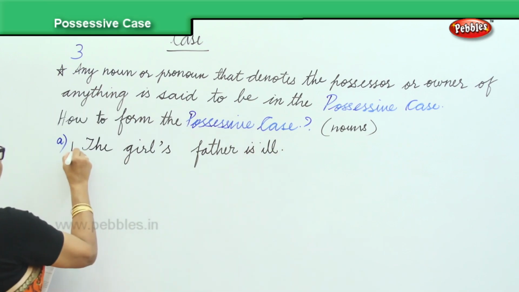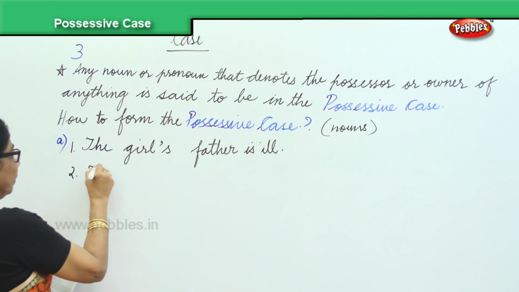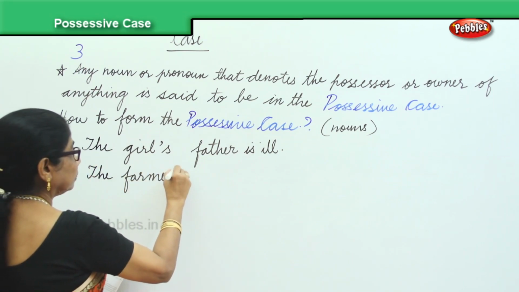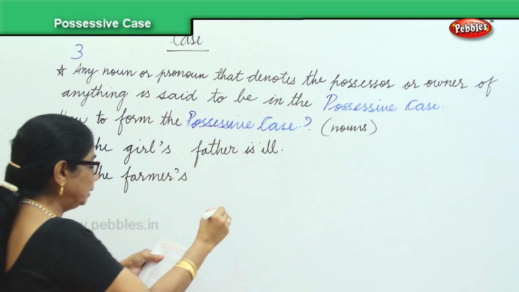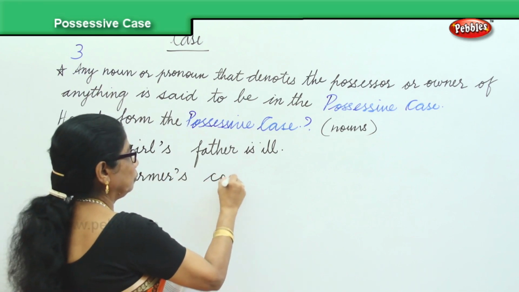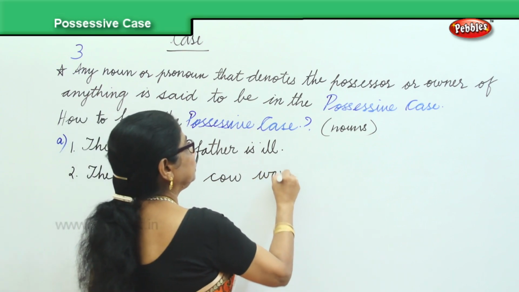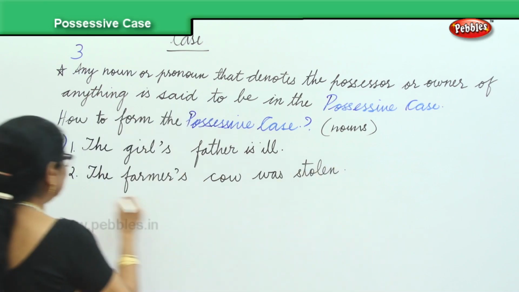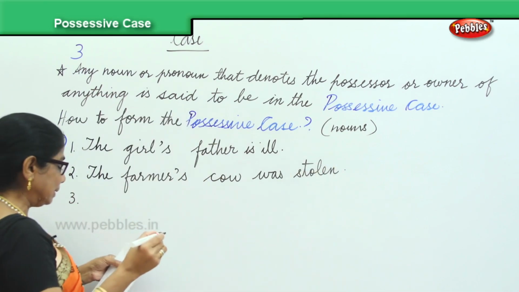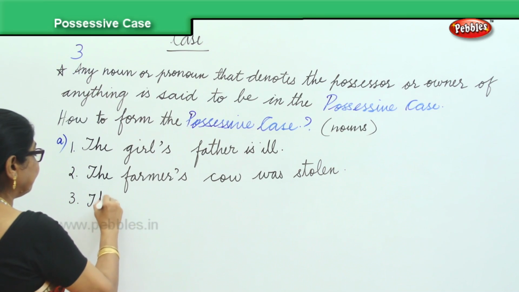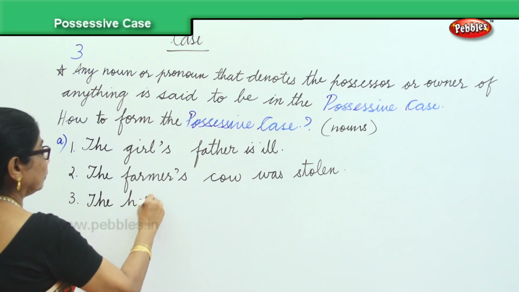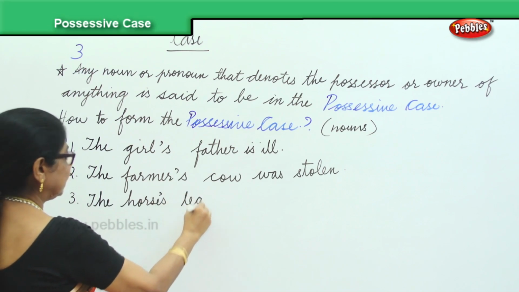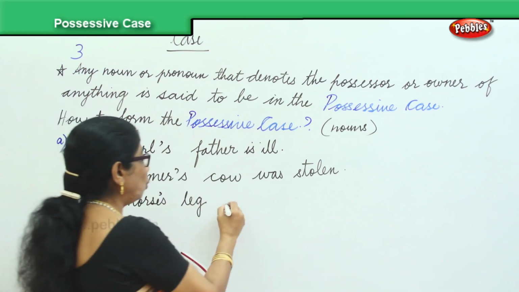Okay. Next we have the farmer's cow was stolen. Look at the nouns in all these 3 sentences. The horse's leg. The horse's leg was broken.